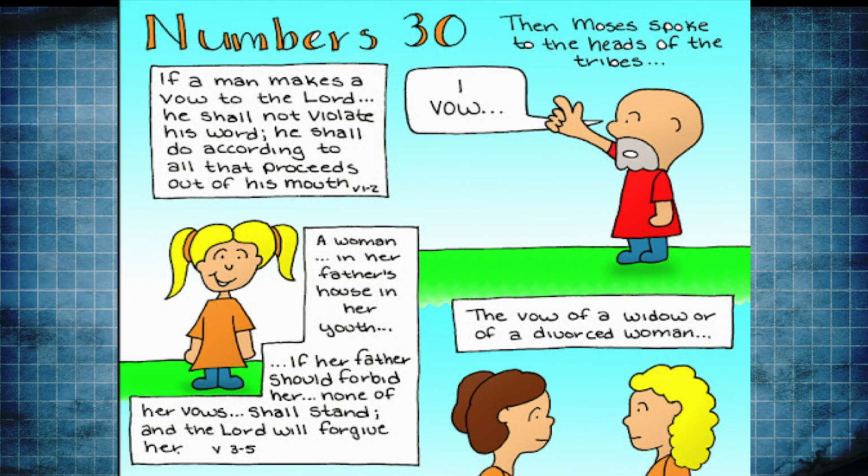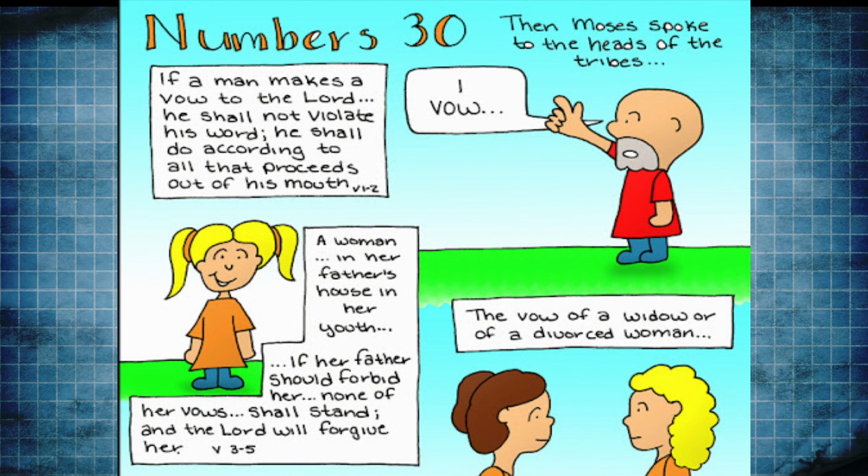Now we get to 3 to 5. So somebody can't say, well, you just said that to a man, you didn't say it to anybody else. So, okay, here goes. A woman in her father's house in her youth, if her father should forbid her, none of her vows shall stand, and the Lord will forgive her. See, when she's still living at home, she's not a consenting adult. She is not responsible for any kind of vow that she would make, but her father would be. And that's what we're talking about in verses 3 through 5. The father would be responsible.